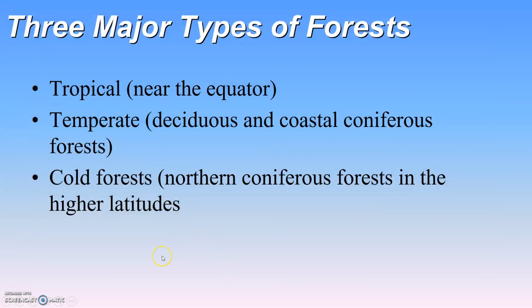There are three major types of forest: the tropical, temperate, and cold category again. The tropical is going to be found near the equator. The temperate consists primarily of both deciduous trees and coniferous trees, and the cold is going to consist only of coniferous trees, and it's found at higher latitudes as well as higher elevations.